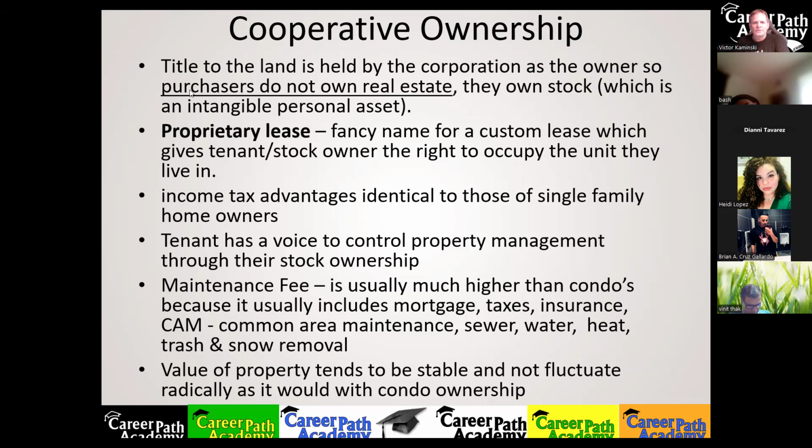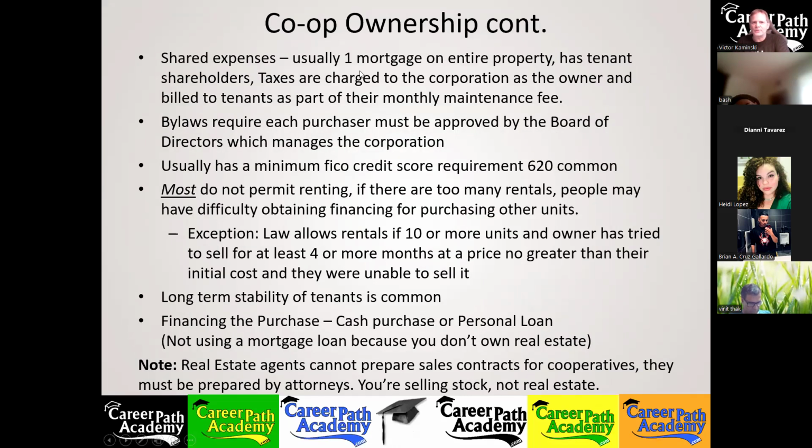So there's a shared expense, usually one mortgage on the entire property. Taxes are charged to the corporation as the owner and billed to the tenant shareholders as part of their monthly maintenance fee.